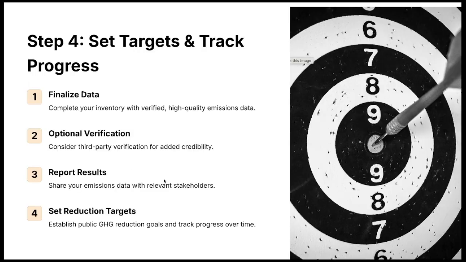And lastly is setting target and tracking progress. So the final step in the GHG inventory process is all about turning data into action and ensuring ongoing accountability. Firstly, you need to finalize the data. This means completing the inventory using accurate, high-quality emission information. Ensuring consistency and completeness build a strong foundation for everything that follows.